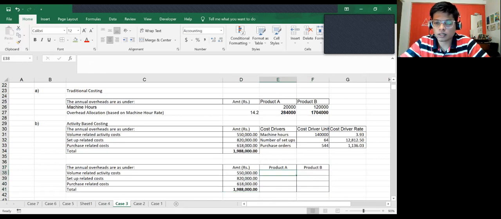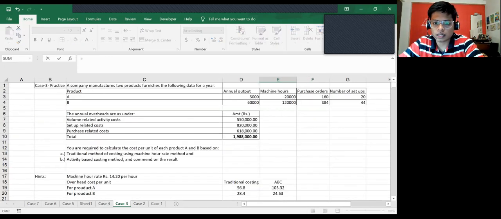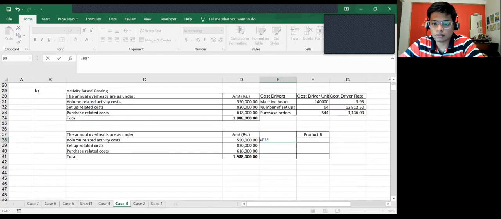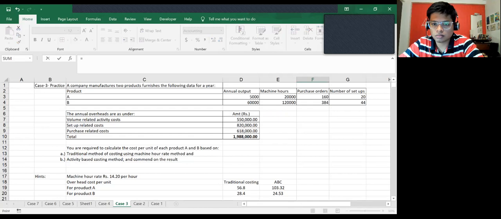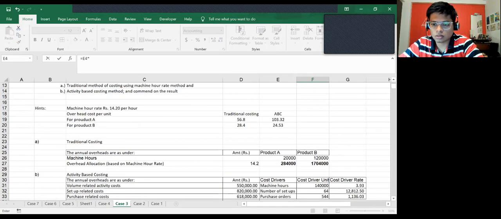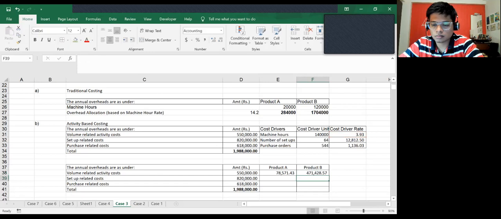For product A, I'll put equals, and how many machine hours does product A have? I'm using machine hours for the overhead cost, so machine hours multiplied by the cost driver rate, and this one will also be machine hours into cost driver rate. Again, if you total this, it should come to 5,50,000, which is on the left side.